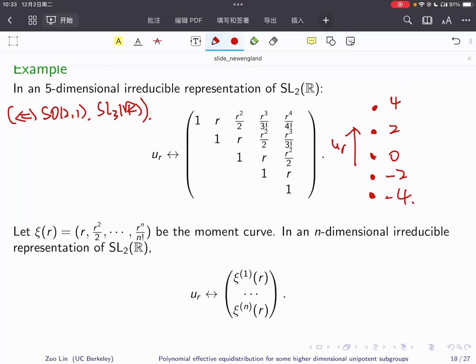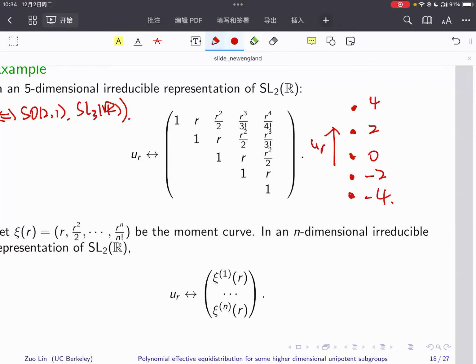And in general, we have the same picture. If you let psi of r be the moment curve, r, r squared, up to r to the n, and you normalize it by the factorial, then in the general irreducible representation of SL2R, you can write your unipotent elements as derivatives of this moment curve. So you have a very nice expression for representations of SL2R.